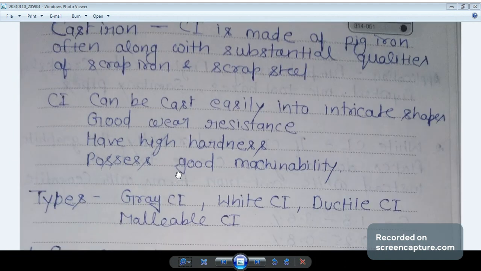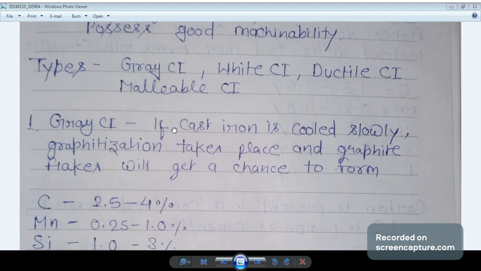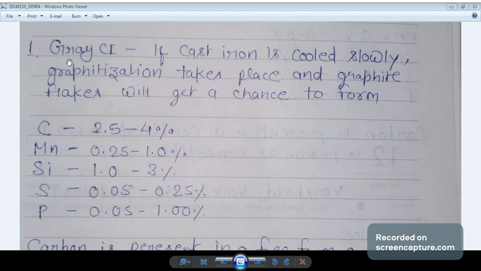There are basically four types of cast iron. The first one is grey cast iron, the second is white cast iron, the third is ductile cast iron, and the fourth is malleable cast iron. The first is grey cast iron.